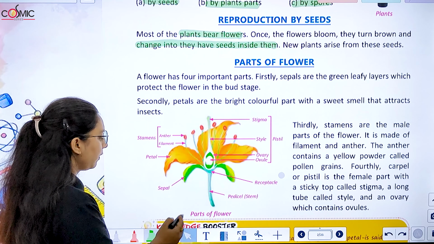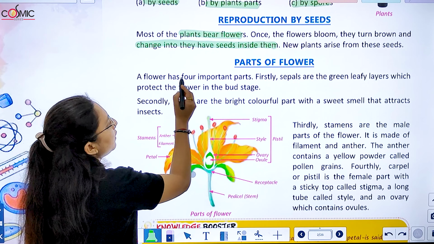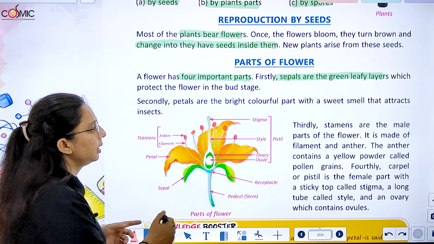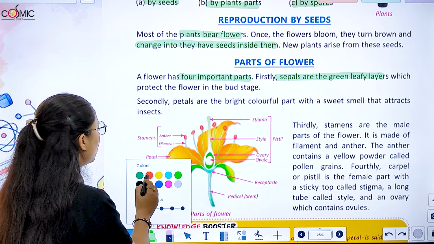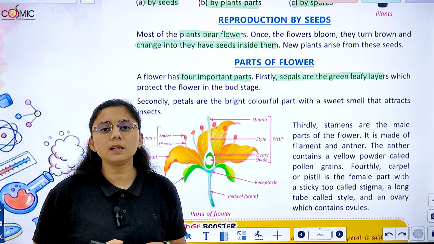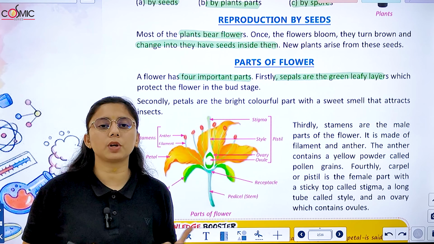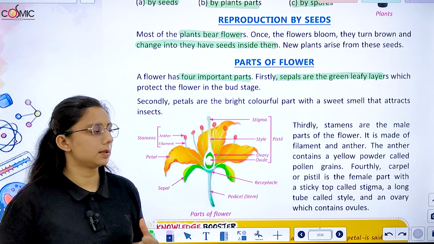Now, what are the different parts of flower? The flower has four important parts. Sepals, that is the green leafy layer. These are your sepals, known as the green leafy layer. Their work is to protect the flower at the bud stage. At the flower bud stage, they protect the plant. And this is your sepal.